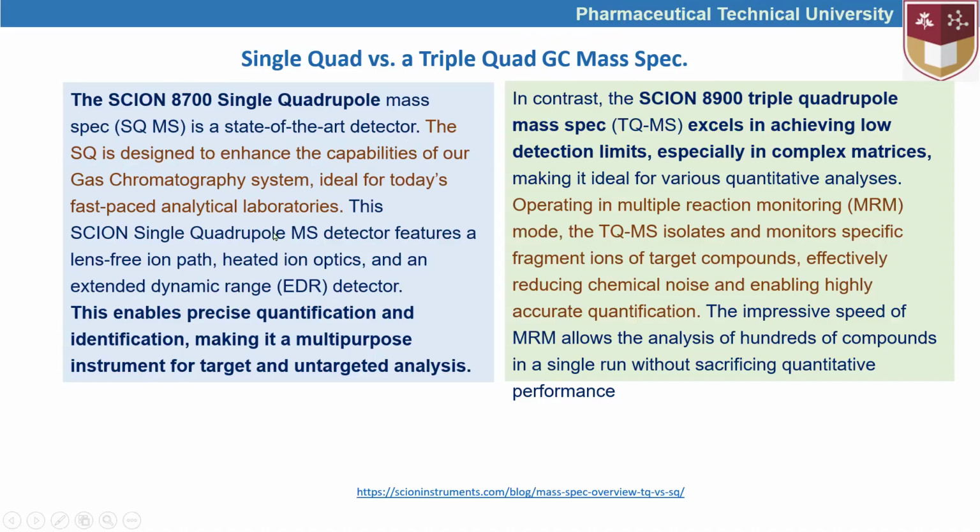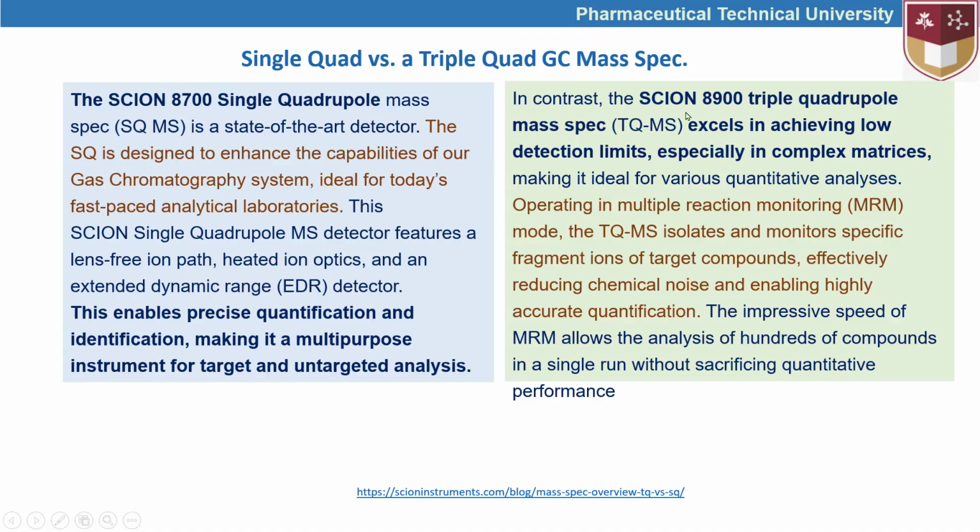This single quadrupole mass spectrometer detector features a lens-free ion path, heated optics, and an extended dynamic range detector. The single quadrupole mass spectrometer enables precise quantification and identification, making it a multi-purpose instrument for target and non-target analysis. And this one is advantageous in a way.